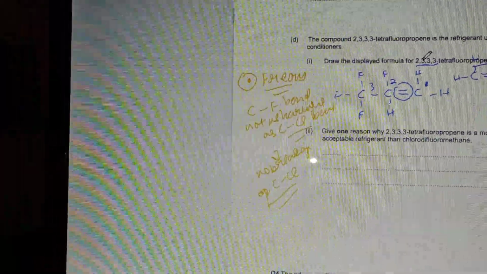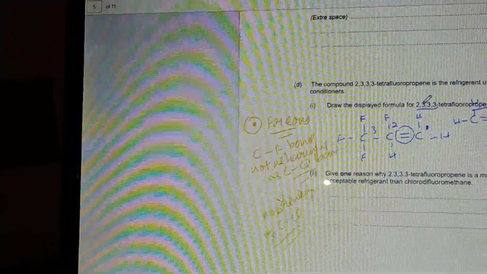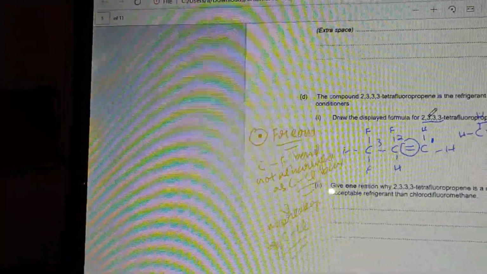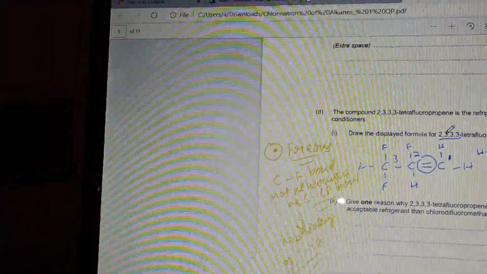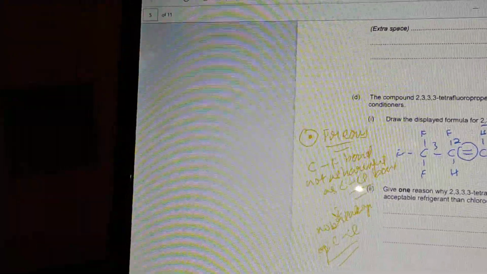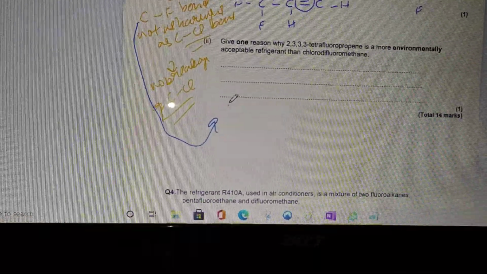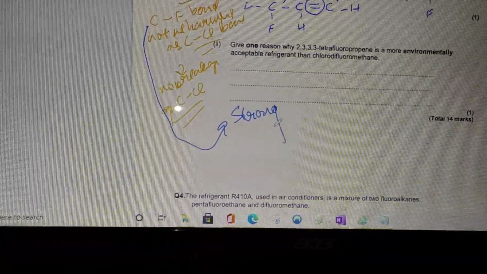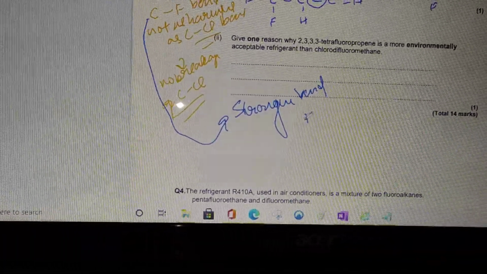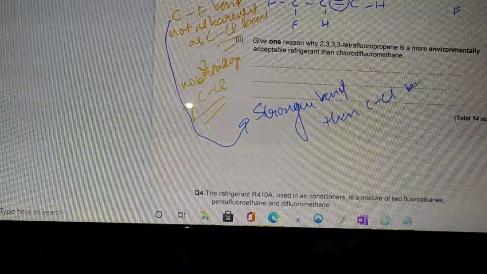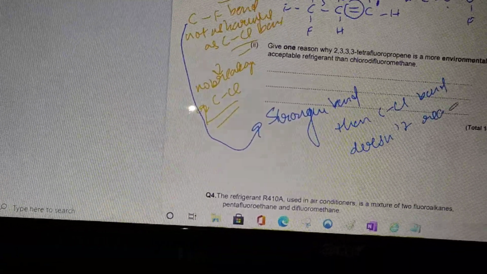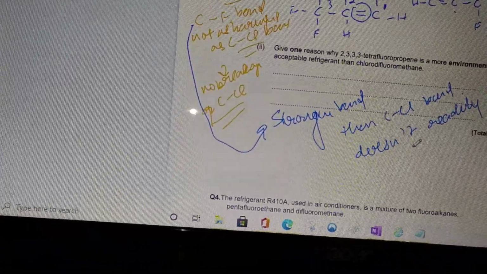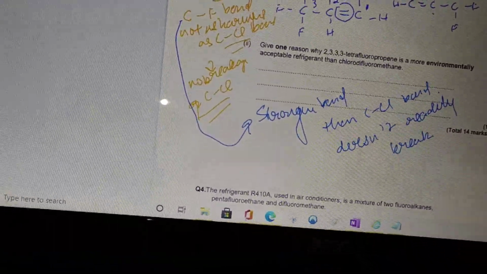It does not lead to the breakage of the bond, as I said, but also the C-F bond is a stronger bond than the C-Cl bond. So therefore you can say this doesn't readily break, respectively.